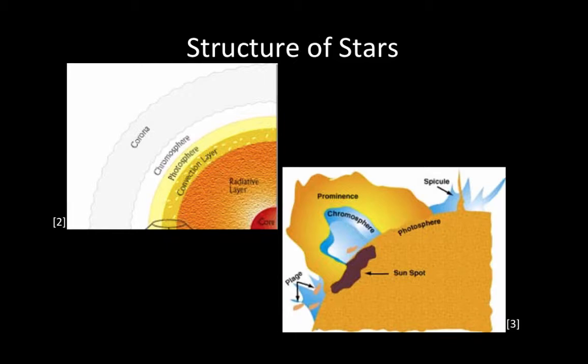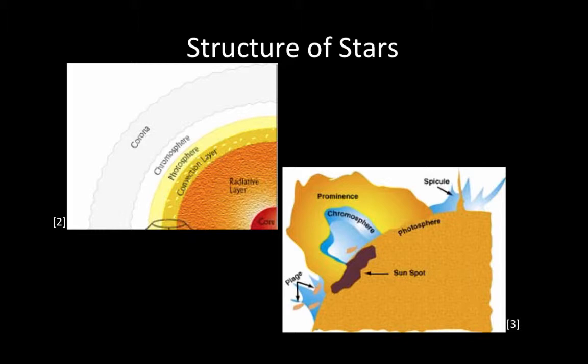In the convection layer, there are also convection currents, hence the name convection layer. These are movements of hot versus cooler atoms that are moving around within the layer, with the hotter atoms rising up towards the outside and the cooler atoms moving down towards the inside of the star.